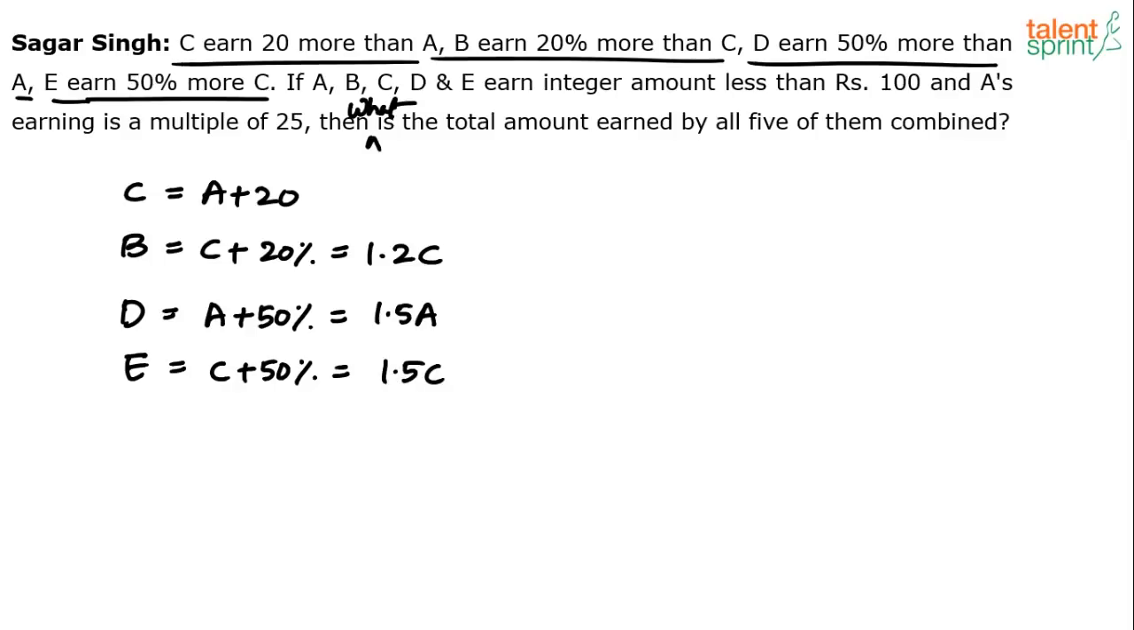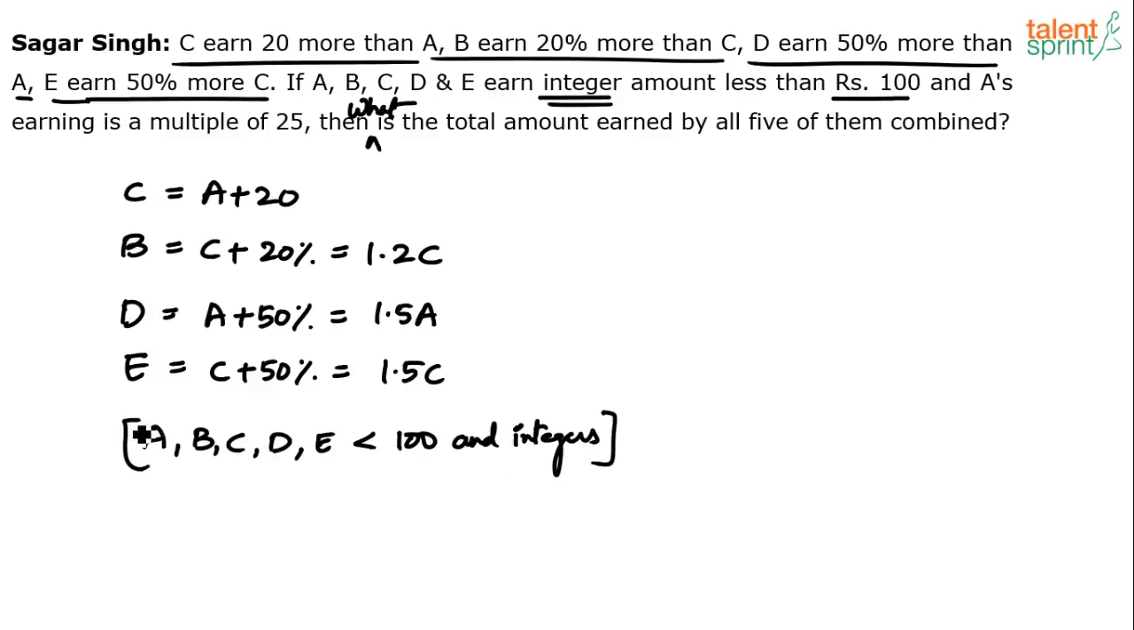Now, the other condition: A, B, C, D, E earn integer amount. You have to focus on this part. All 5 of them earn integer values, so it cannot be a decimal value, and less than rupees 100. So A, B, C, D, E are all less than 100 and integers. Given this condition, A's earning is a multiple of 25. This is an interesting point.